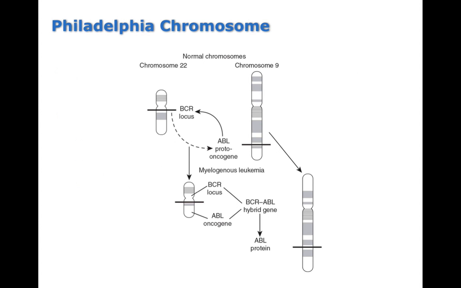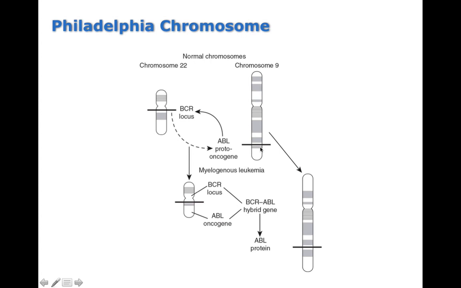Now, one of the most commonly studied leukemias is related to something called the Philadelphia chromosome. This is an interesting phenomenon where chromosome 9 and chromosome 22 participate in a translocation. And remember, translocation is when you have swapping of gene segments between different chromosomes. What happens is that this portion of the long arm of chromosome 9 can translocate with this portion of the long arm of chromosome 22.